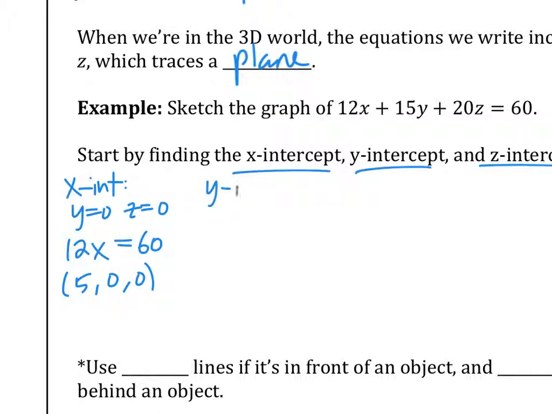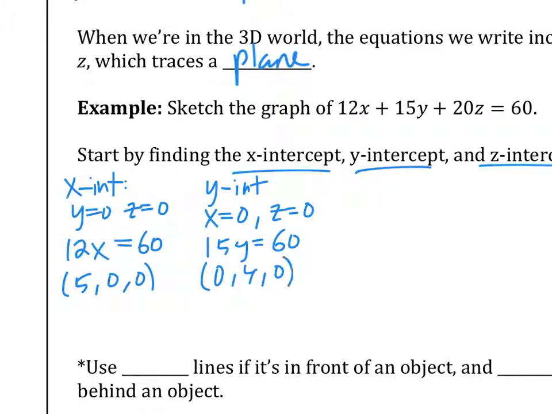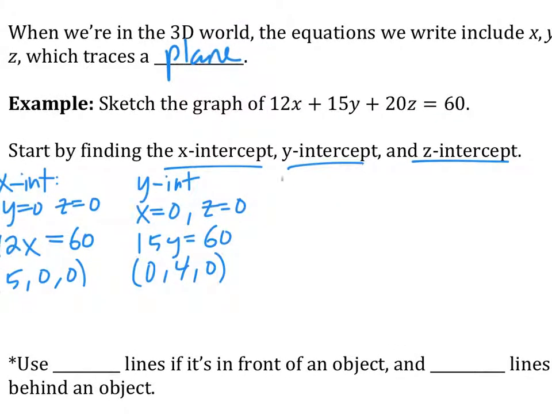All right, y-intercept. Y-intercept is when what is 0? Everything else, x and z. So when x and z are 0, it's just 15y equals 60. So y is 4, so 0, 4, 0. Z-intercept: x is 0, y is 0. So that is 20z equals 60. So z is 3, so 0, 0, 3.